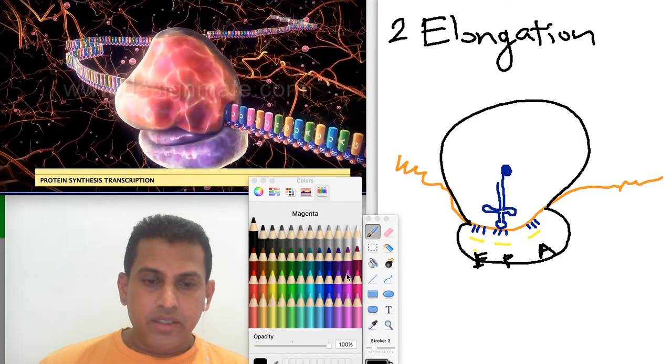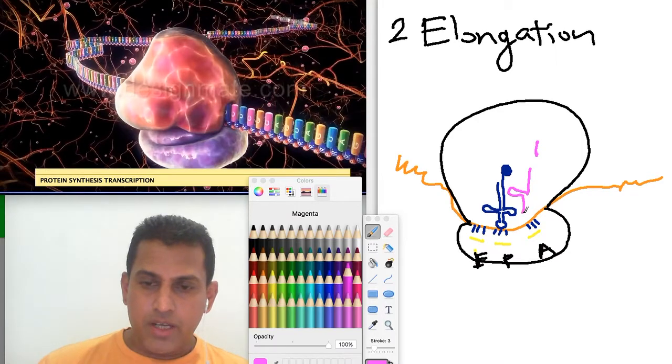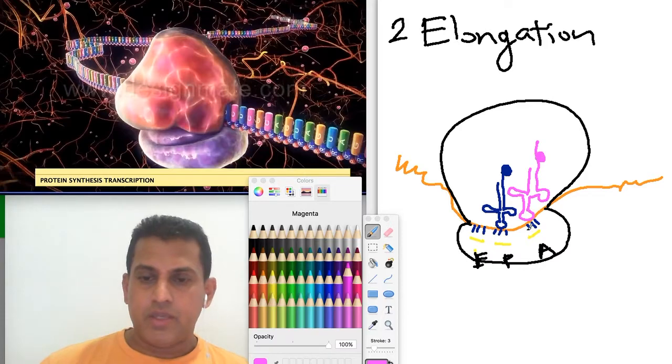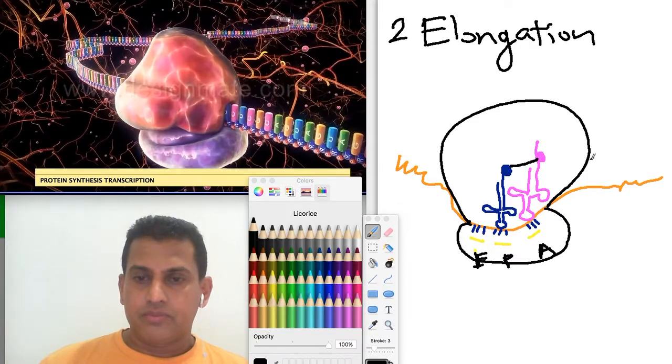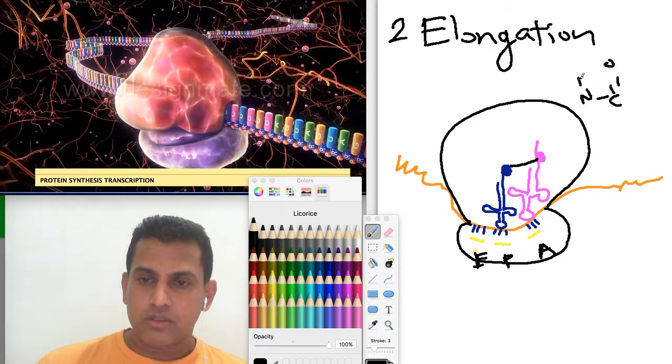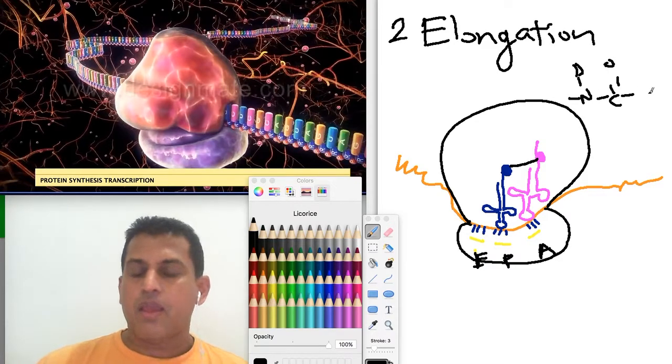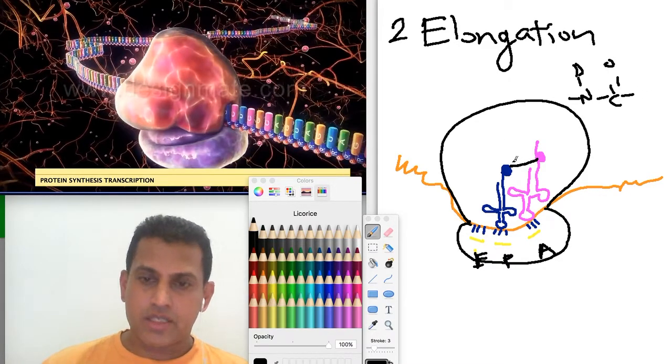Next, another tRNA comes and again binds to this region by complementary base pairing. They make the hydrogen bond here. Then these two amino acids make a bond. The bond is a peptide bond, and the reaction is called a condensation reaction.